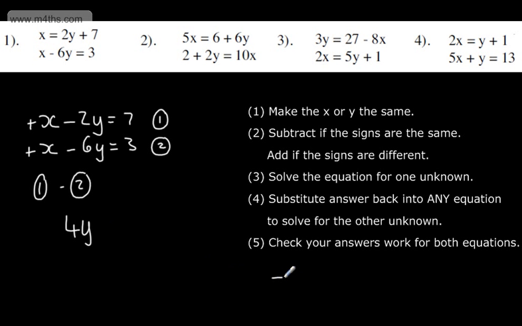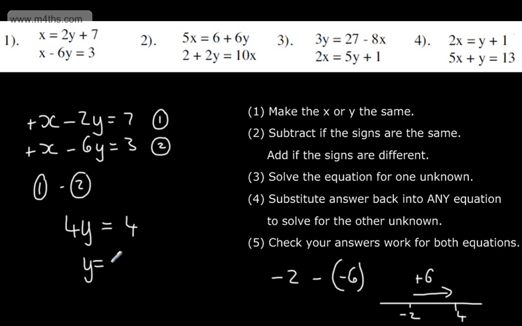Just think about this logically. Minus 2 minus 6. We start at minus 2 on the number line, just here, and we're going to be adding 6. So adding 6, that will take us now up to positive 4. 7 minus 3 is going to give me 4. Y is equal to 1. All I need to do is substitute this back in.